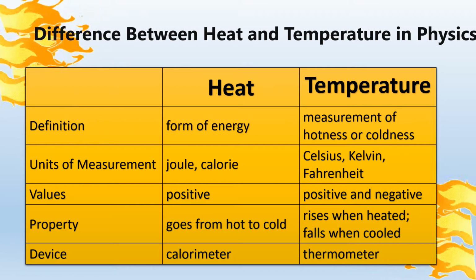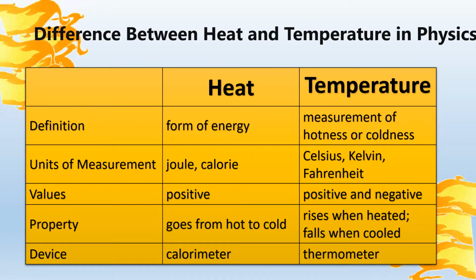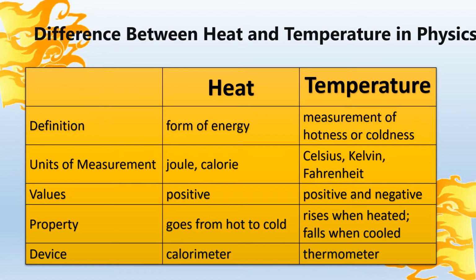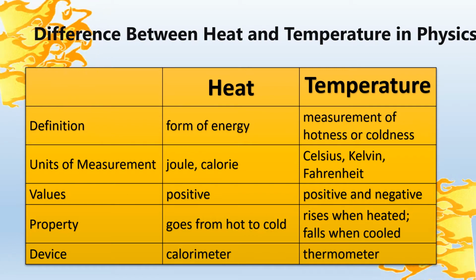Like when you measure the temperature of a very cold object, it could go to minus 5 degrees, minus 6 degrees, and if it is positive, it would go to 100 degrees centigrade as well. That is the temperature of boiling water. That's a simple example. The property is that heat goes from hot to cold objects. The temperature rises when heated and falls when cooled down.